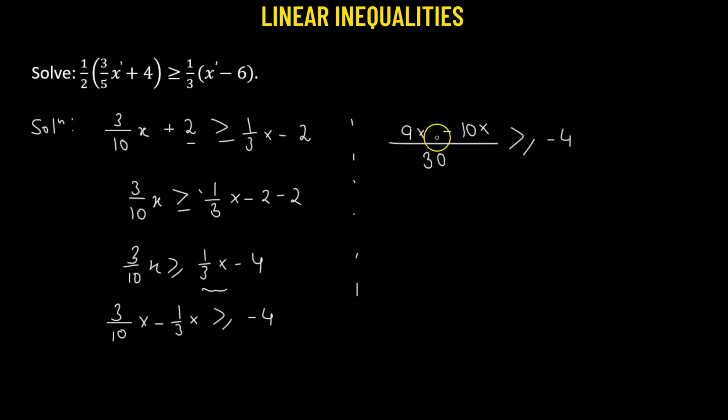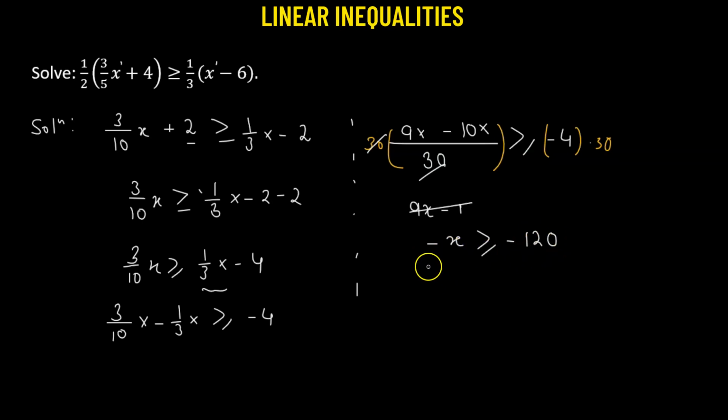Now we'll multiply both sides with positive 30. We have to be very careful when we are multiplying with any number. Since our number is positive 30, there is no change in the inequality sign. So the 30 and 30 go away, and we have 9x minus 10x. So 9 minus 10x is simply -x. So this is greater than or equal to -4 times 30, which will be 120.